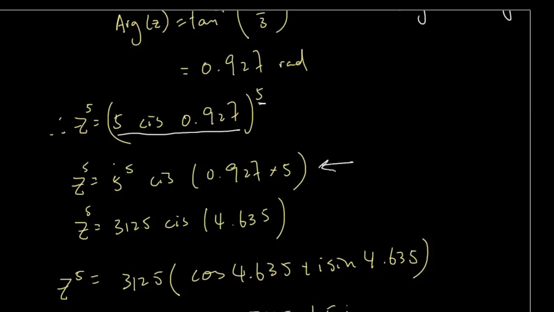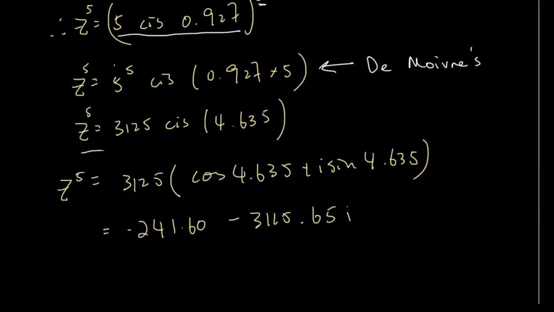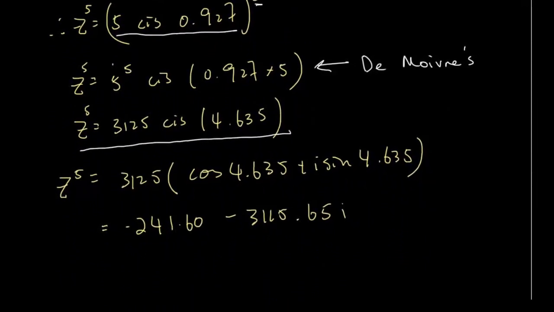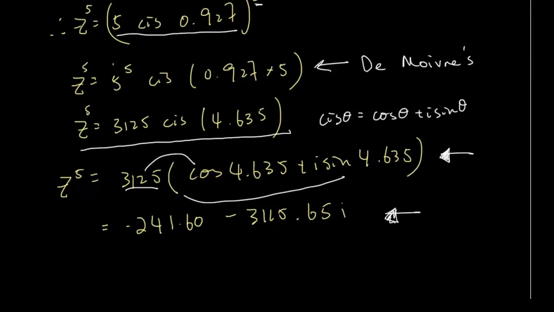From here I need to use de Moivre's theorem. You solve that, and that's your final solution. Now, if you need to convert that back into the rectangular form, you need to re-expand the cis. Remember, cis theta is equal to cos theta plus i sine theta. So expand this, and then put the radius back in. That's your answer in the rectangular form.